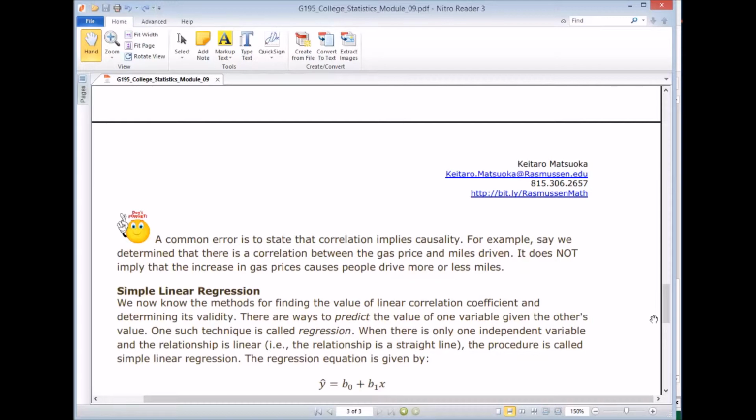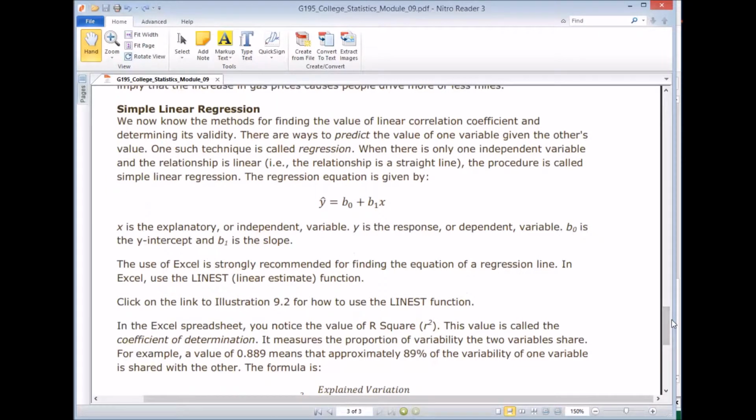So now moving on to simple linear regression. Basically, regression comes down to how we can predict the value of one variable given the other value. So we use regression to predict future values, for example. We're going to focus on linear regression and moreover simple linear regression. So the regression relationship is going to be linear, a straight line. And then we'll use the procedure called simple linear regression.